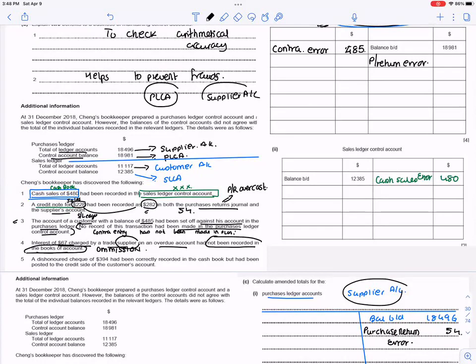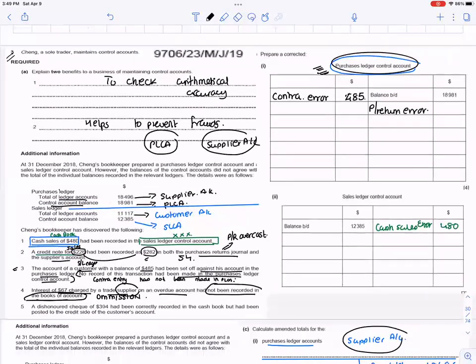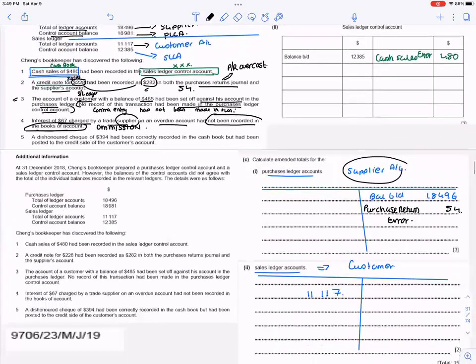Where does interest appear? Credit side: balance brought down, credit purchase, dishonor, interest, refund. Interest appears on the credit side, so record it on the credit side. You will record it in the PLCA. Where else will you record? Supplier account. Am I clear with this?